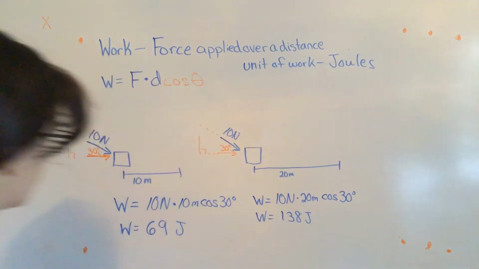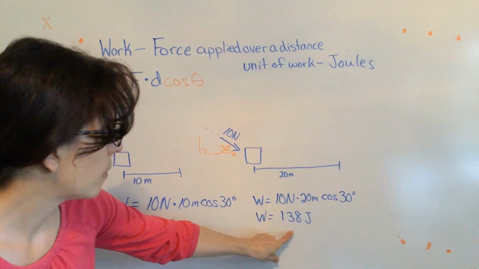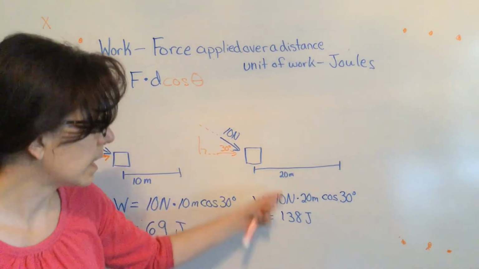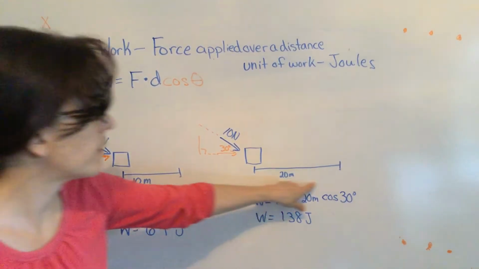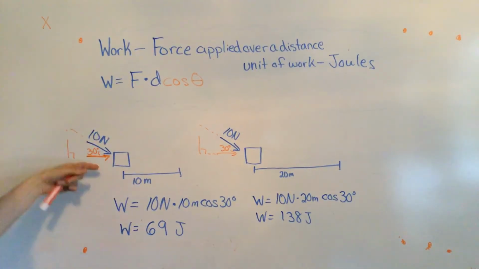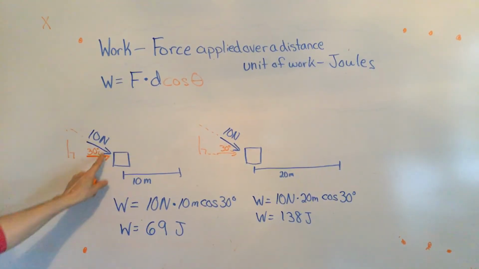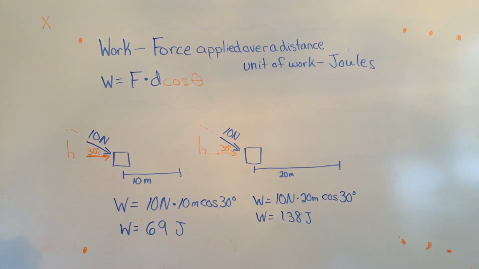Again, we still have way more work being done, needed to occur when we apply the force over a greater distance. Again, it's actually pretty simple. We're just using the cosine, the adjacent angle that's being shown.